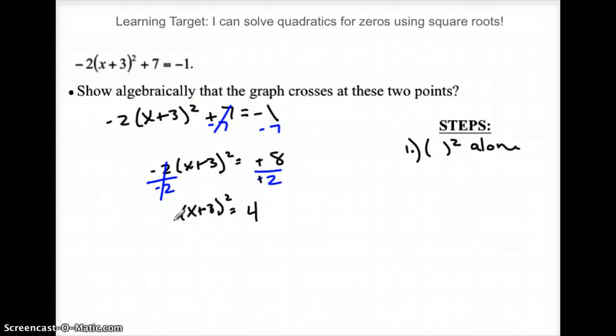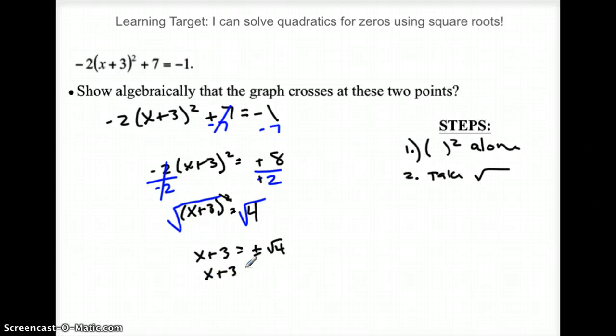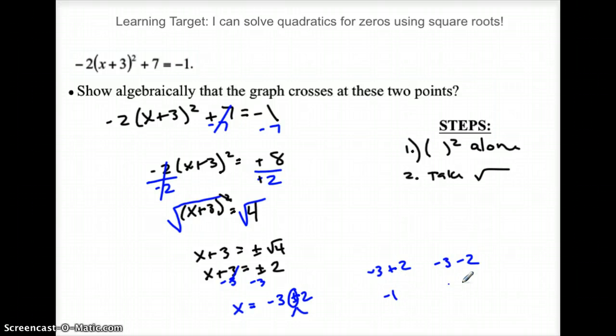To get rid of the square, step 2 is going to be to take the square root. I'm running out of time, so I've got to rush, sorry. x plus 3 equals plus or minus the square root of 4. But the square root of 4 is just 2, so plus or minus 2. Now I need to subtract over this 3, so x is going to equal -3 plus or minus 2. But 2 is a nice number, so actually do this: -3 plus 2, -3 minus 2. So there's the -1 and there's the -5 for my x values.